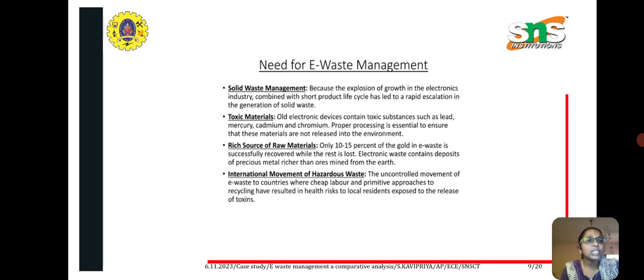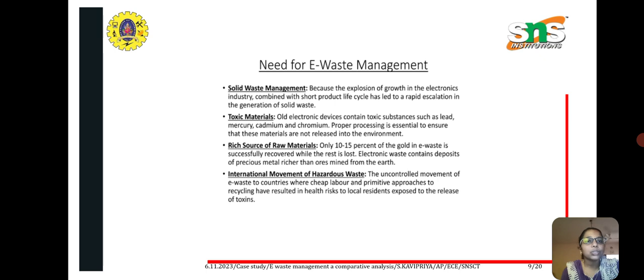And what are the needs for e-waste management? First one is solid waste management. Since e-waste disposal and recycling involve the generation of solid waste, it has to be properly managed. And second one is toxic materials. Most electronic devices contain toxic substances such as lead, mercury, cadmium and chromium. So we have to process these electronic devices more carefully to avoid affecting the environment and the people.